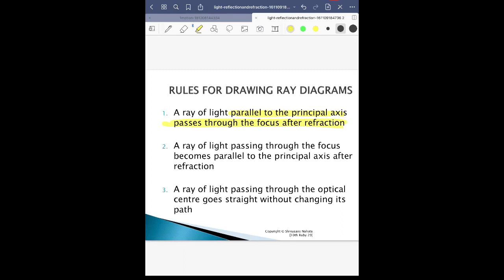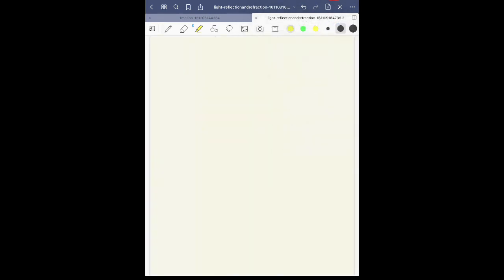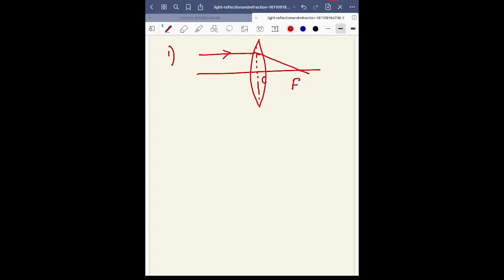This is also correct. A ray passing through the focus will become parallel to the principal axis after refraction. Third, a ray of light which is passing through the optical center passes straight without any deviation. Let us see that once. First was a ray of light which comes in a direction parallel to the principal axis. This is our optical center. Where will it pass through? After refraction it will pass through the focus.